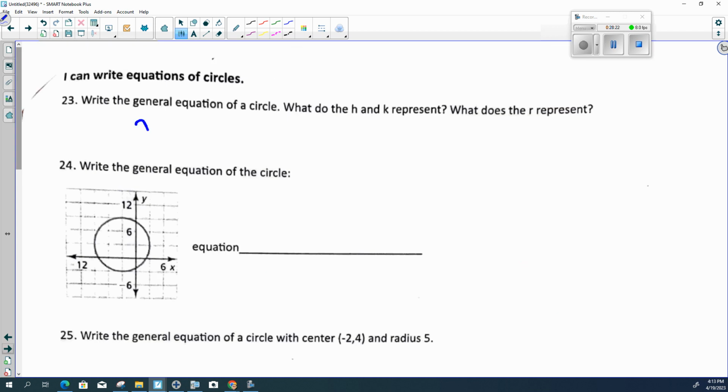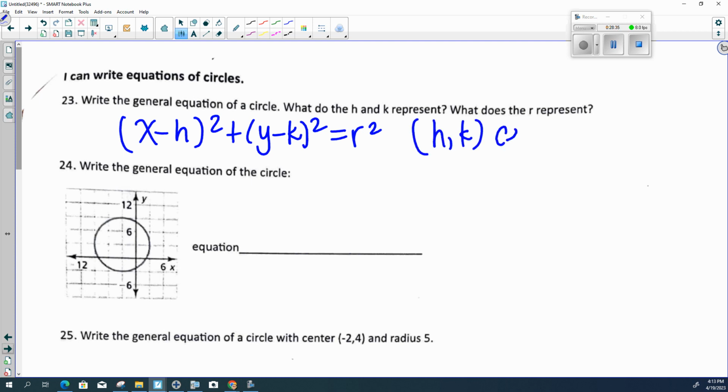Okay, the general equation: x minus h squared, y minus k squared equals the radius squared. What does r represent? h, k is the center of the circle. r is the radius.